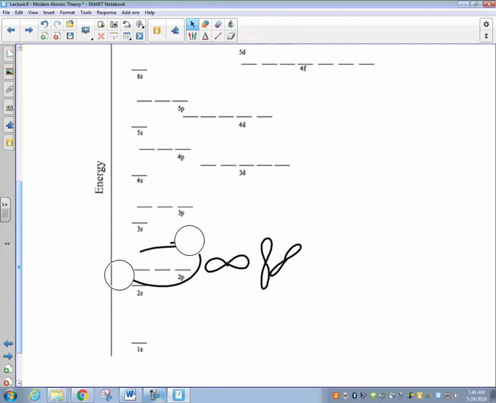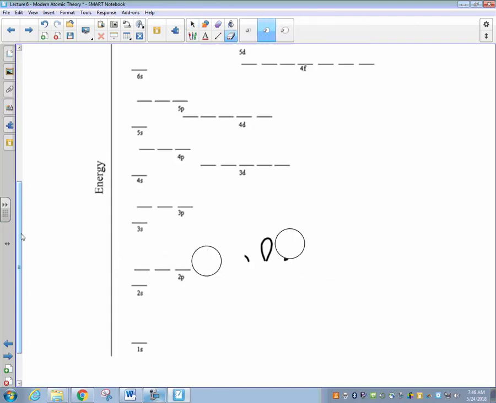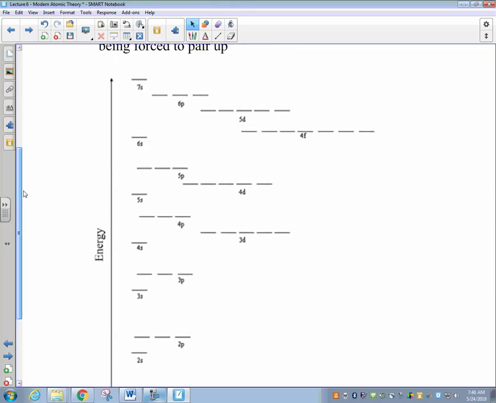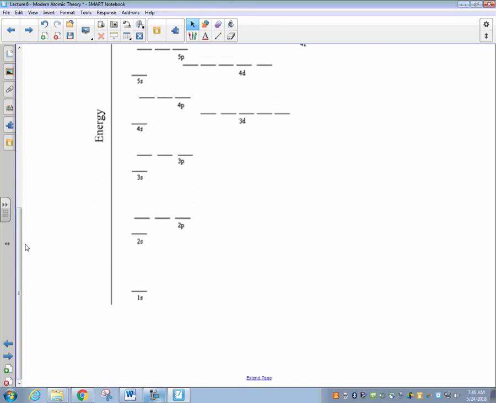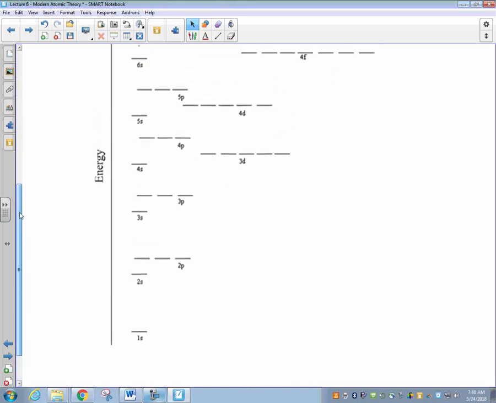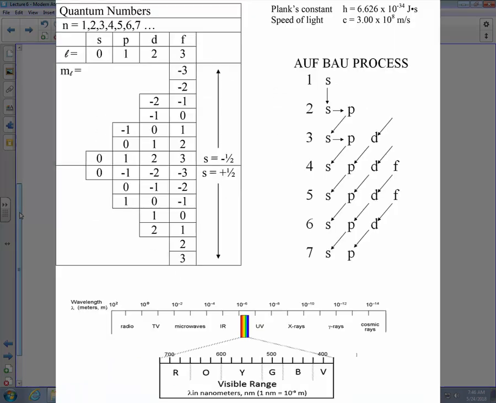We move from 2p on up to 3s, followed by 3p, 4s, 3d, 4p, 5s, 4d, 5p, 6s, 4f, 5d, and then continuing along up, 6p, and then 7s, followed by 5f. Now, this diagram again shows the relative potential energies in a visual, graphical way.